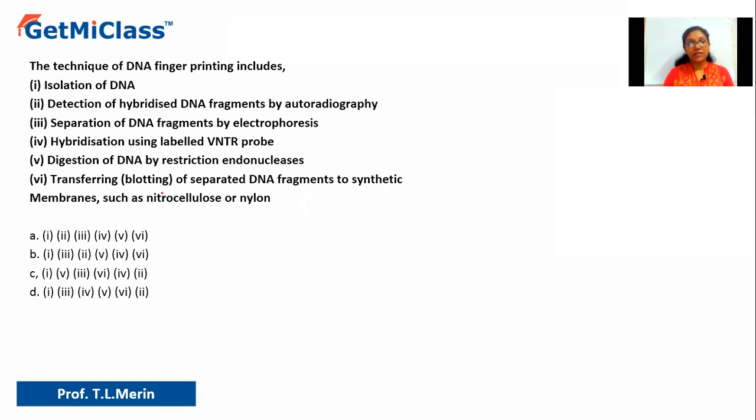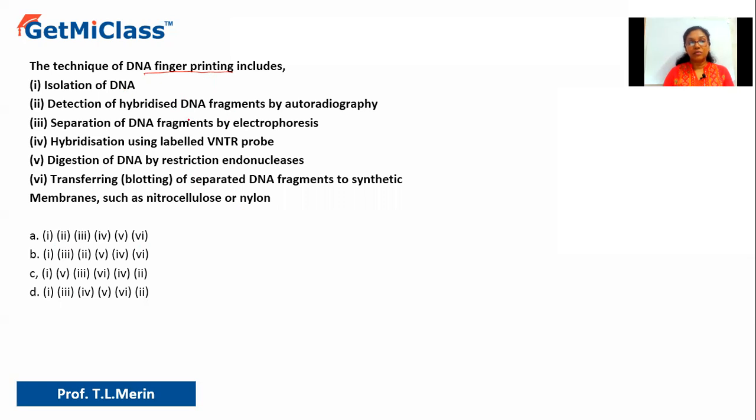Sixth one says transferring or blotting of separated DNA fragments to synthetic membranes such as nitrocellulose or nylon. And they've given various options, that is A, B, C, D, and they have mentioned a different sequence of these steps. So what are we supposed to do? According to the question, it says the technique of DNA fingerprinting includes. So they're talking about the various steps of DNA fingerprinting, and we have to look for the correct order and choose the correct option.